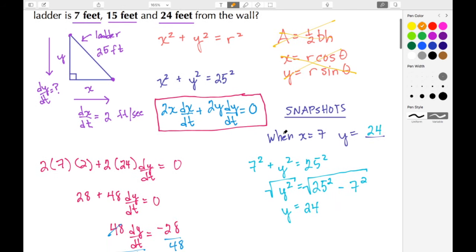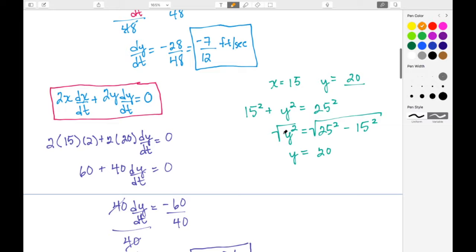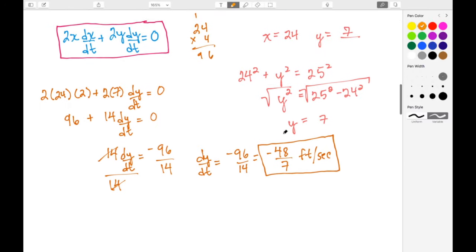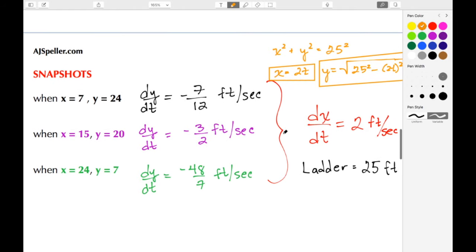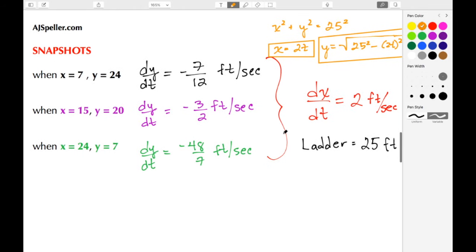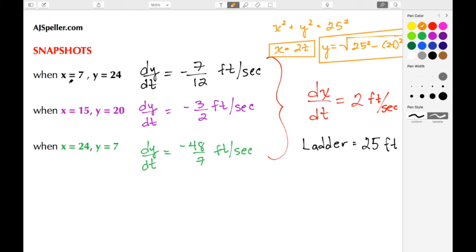We've solved this problem already analytically, and I've created a concise table here at the bottom to show what those results were. When we were 7 feet from the wall, we found that dy/dt was this value. At 15 feet, we found that. At 24 feet, we found that. What we're going to do now is use this information and model it using the TI-84.